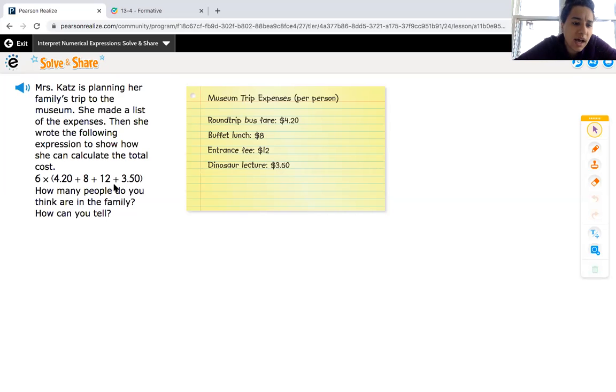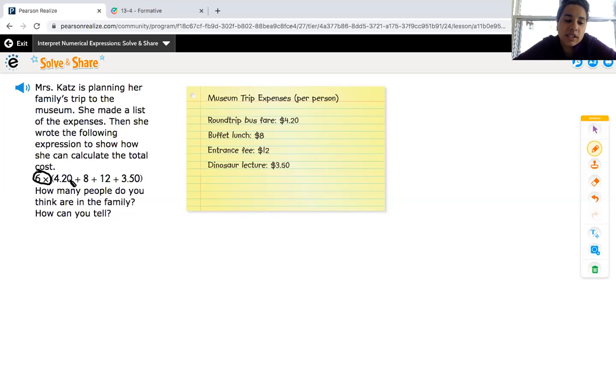But since it's not for a class, let's look at our expression. Are they multiplying the total by a number? Yes, they're multiplying by 6. So how many people do you think are in the family? Well, since they're multiplying the total by 6, right, the $4.20, the $8, the $12, the $3.50, if we added that up, that would tell us just for one person. But they're multiplying it by 6, which means that there are 6 people in the family. So this multiplication tells us that there's 6 people in the family, and that's how we could tell.